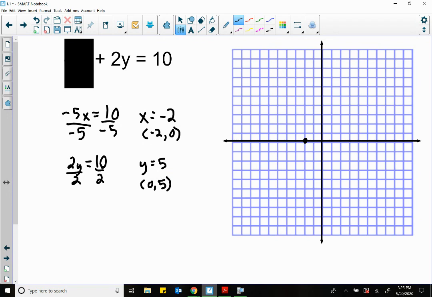So we can plot that. 0, 5. 1, 2, 3, 4, 5. There it is. And then now you can draw your line. And yay, we've graphed. Good job, everybody.